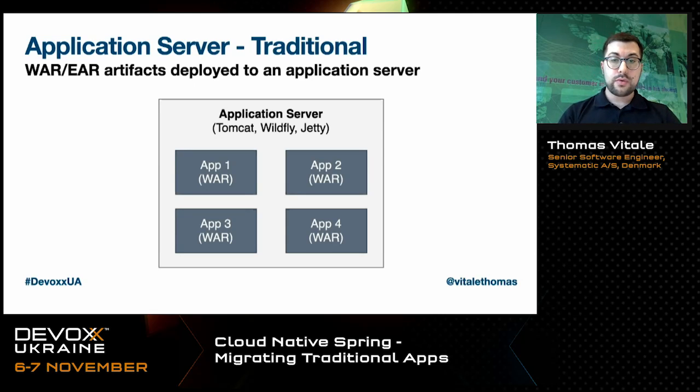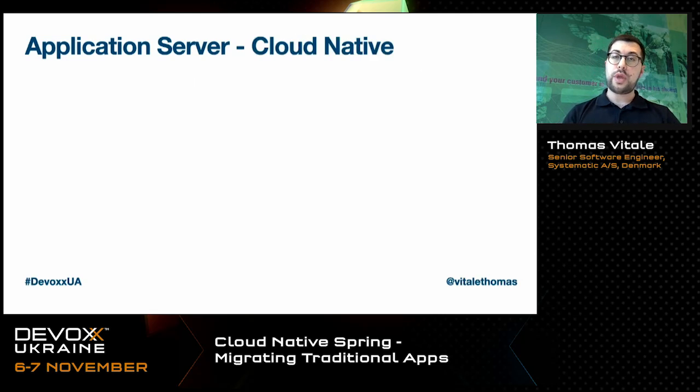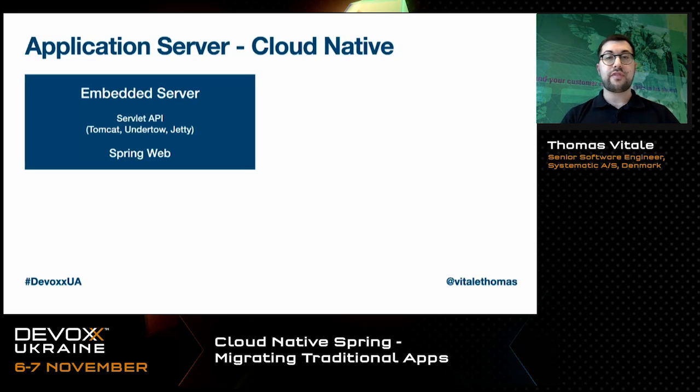In the cloud, to move out from this scenario, we have different strategies that we can adopt. The natural migration strategy, if you start from an application like that, is moving from an external server to an embedded one. So having the server embedded in your application, and that could be an embedded Tomcat if you were using Tomcat before, or Undertow if you were using something like Wildfly or JBoss. And the Spring Web library helps you with that, providing this embedded server and its configuration.